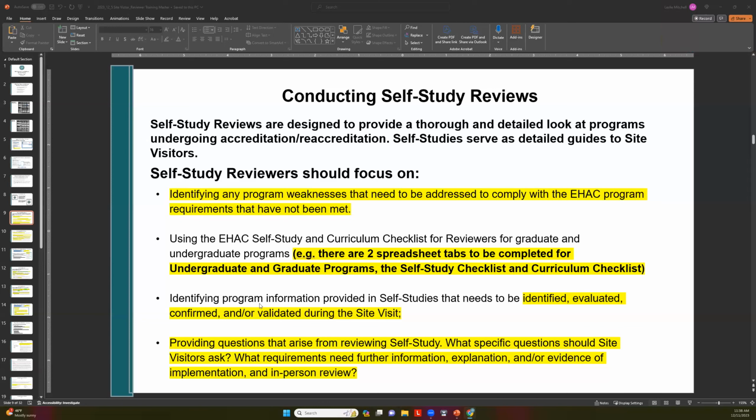Identifying program information provided in the self-studies that needs to be evaluated, confirmed, or validated during the site visit, and providing questions that arise from reviewing the self-study, such as what specific questions site visitors should ask about concerns that you might have, what requirements need further information or explanation, and just anything that comes up that seems important for the site visitors to know. Of course, the site visitors are going to be reviewing the self-studies as well, but this is another step in that process that helps, having several different eyes look at it.